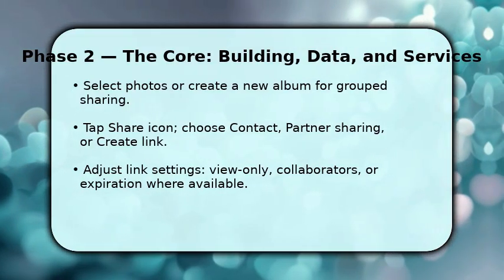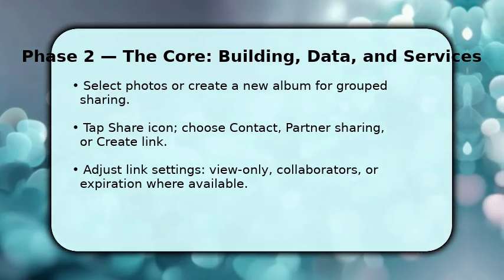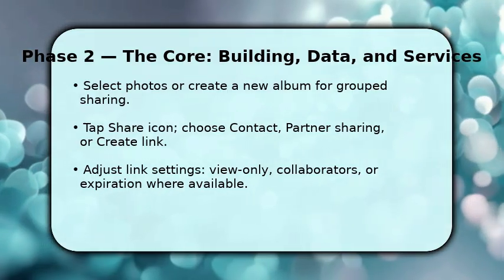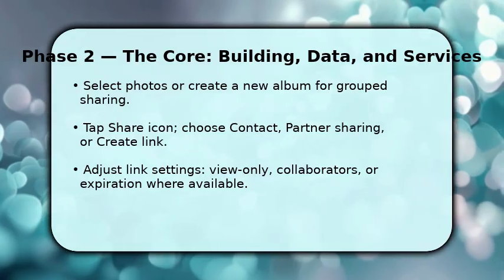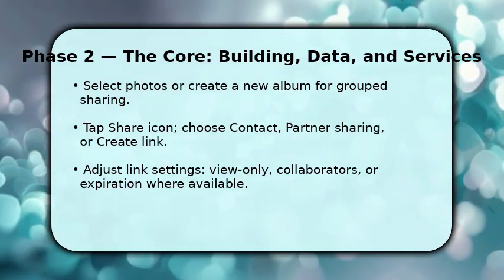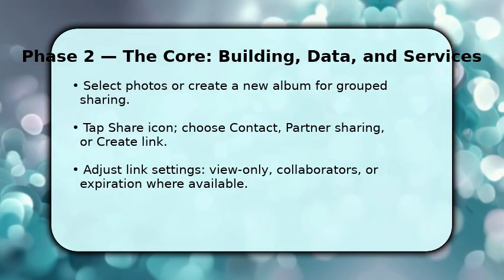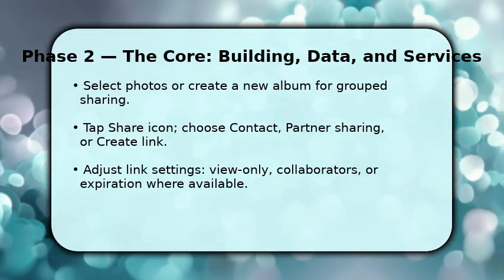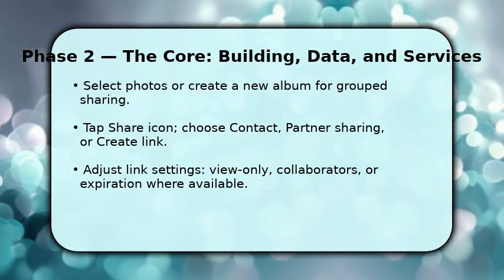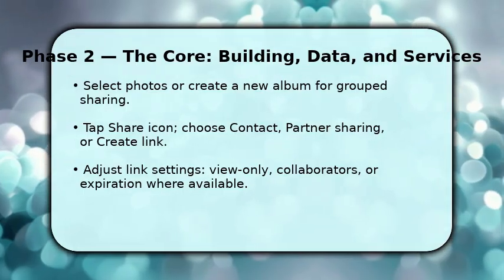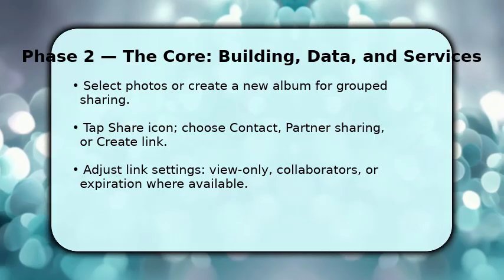It keeps things organized. Choose whether to share with a Google contact, set up partner sharing for automatic photo transfer, or create a shareable link for wider access. Make sure to review options. Allow collaborators only if you want others to add photos. Otherwise, select View Only. This step sets permissions and scope for every recipient.